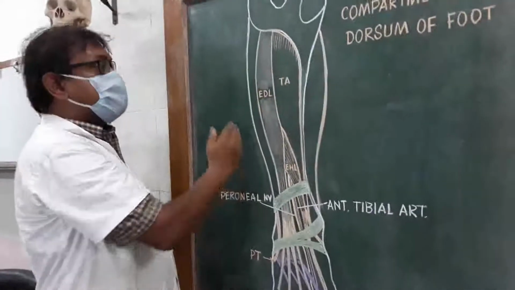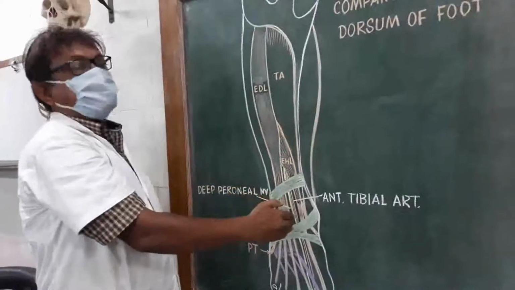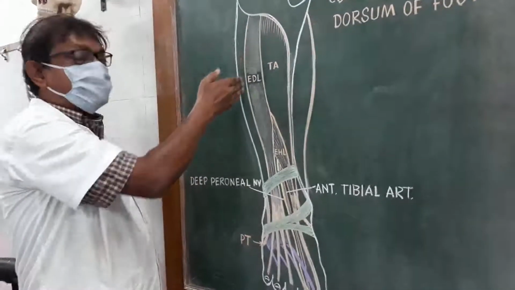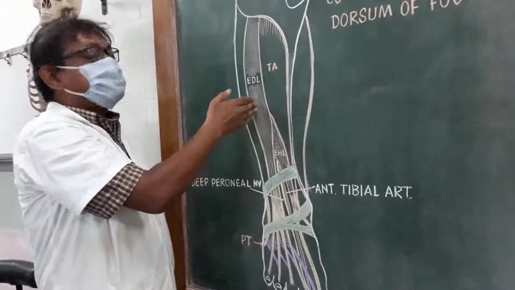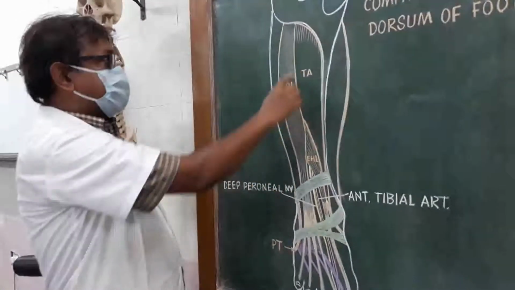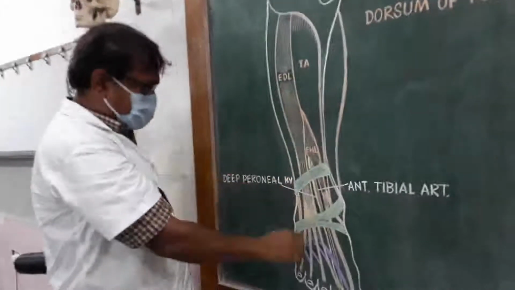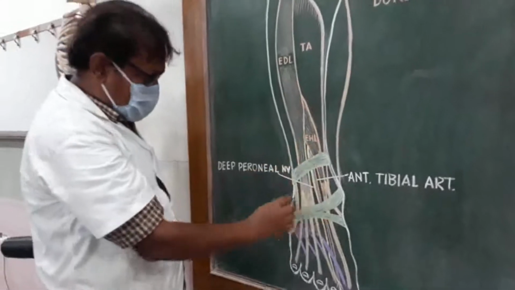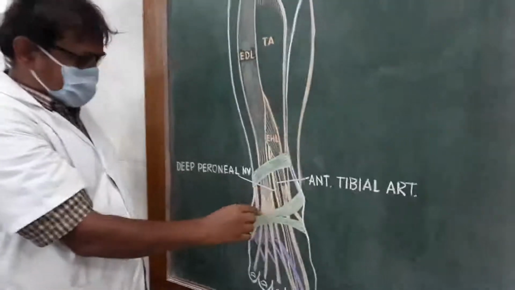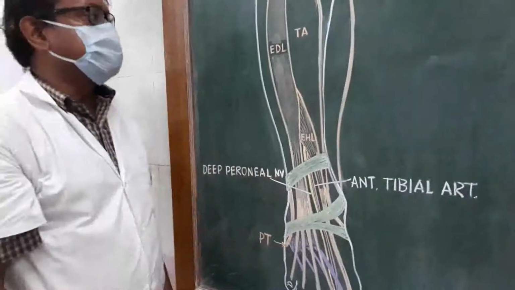interosseous membrane. Medially, it is bounded by the lateral surface of the shaft of the tibia. Laterally, it is bounded by the medial surface of the shaft of the fibula and the anterior intermuscular septum. Contents are four muscles. One is the tibialis anterior muscle, extensor digitorum longus, extensor hallucis longus, and the small muscle peroneus tertius. And two other important structures: the anterior tibial artery and the deep peroneal nerve.